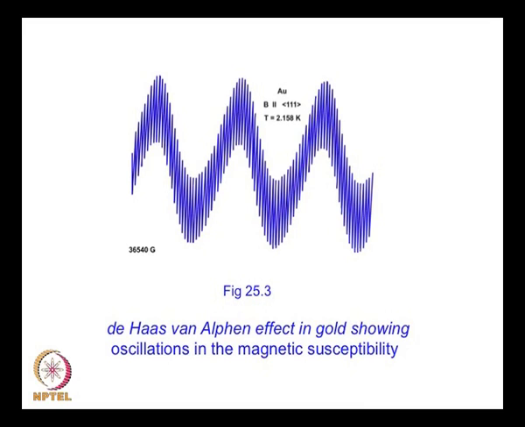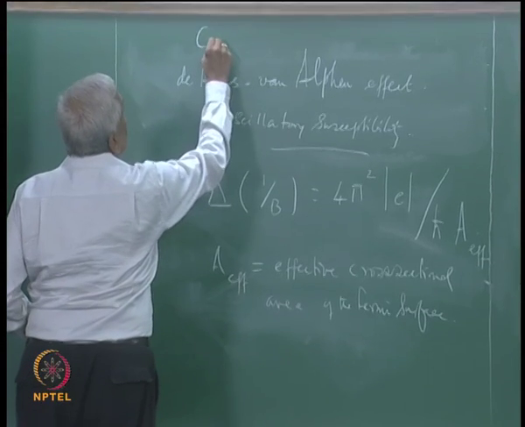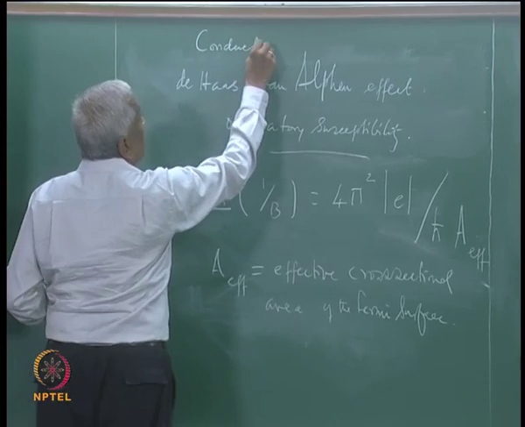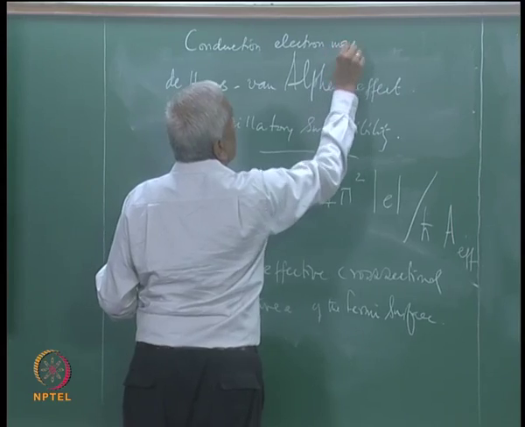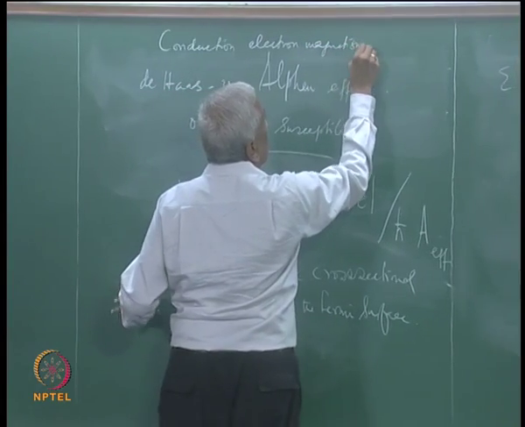The next figure shows the experimental recording of such quantum oscillations in the susceptibility of a sample of gold as a function of magnetic field strength. So, these are interesting experimental results associated with conduction electron magnetism in metals.